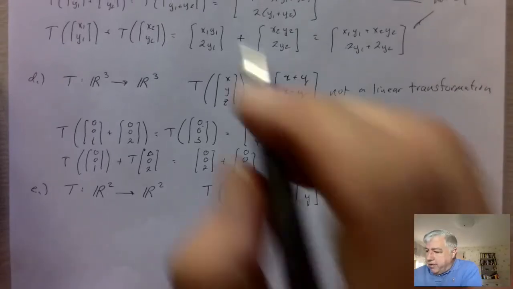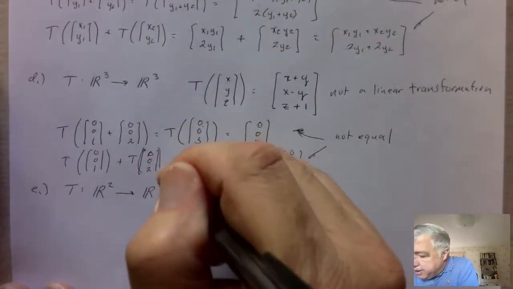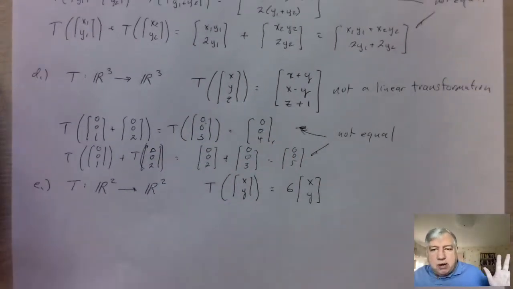All you need to do is find one of those two properties that doesn't work.